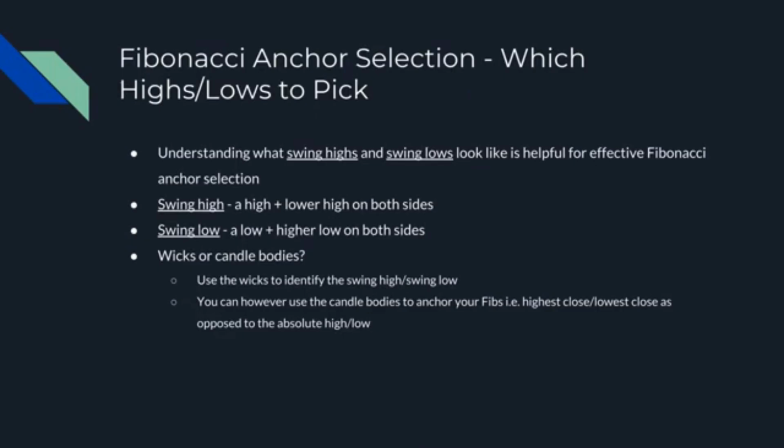So let's say you have a swing low. Instead of using the lowest price point, the bottom of that wick, you can instead use the lowest candle close in that area. Or the same with a swing high. Instead of using the top wick, you can use the highest candle close in that area.